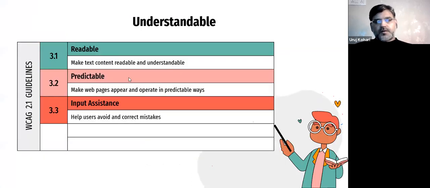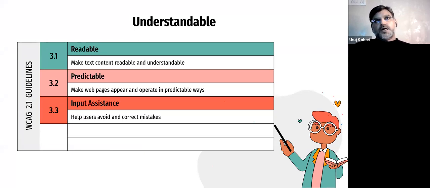All right, now moving on to the third one, which is understandable. Our website or an app, whatever we make, or a blog or whatever it may be, make the text content readable and understandable. Okay. This is clearly straightforward. We have to make it predictable. Now, how do we make web pages appear and operate in predictable ways? This is a very important part which we as designers should really come closer and understand.